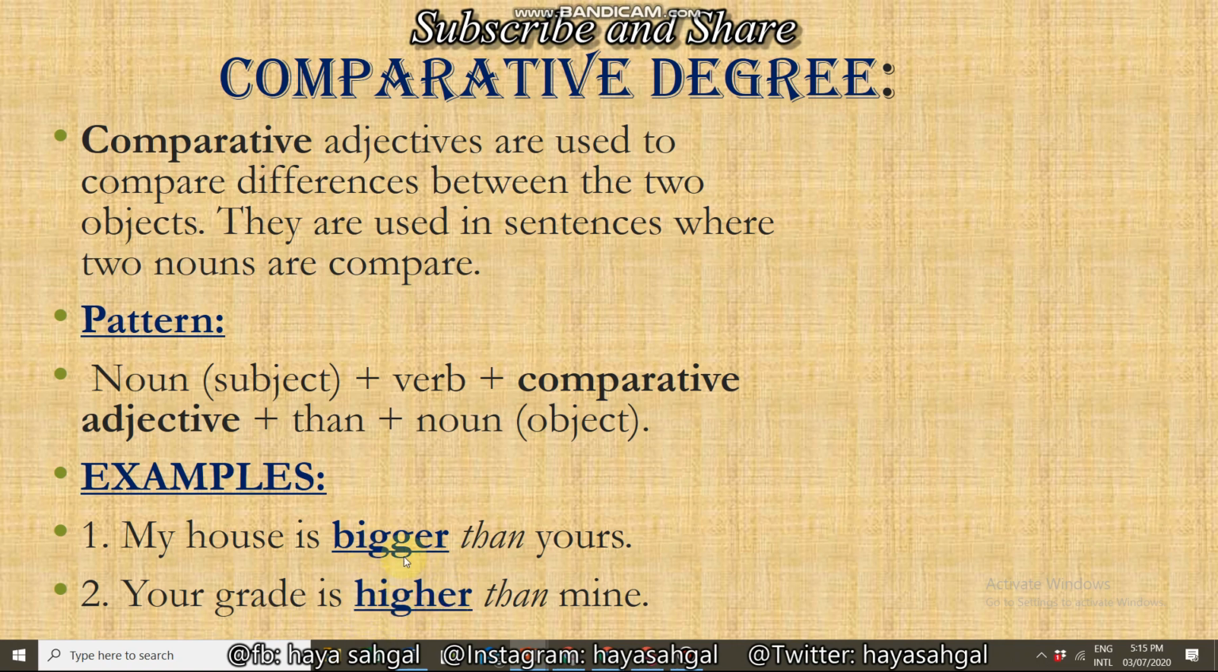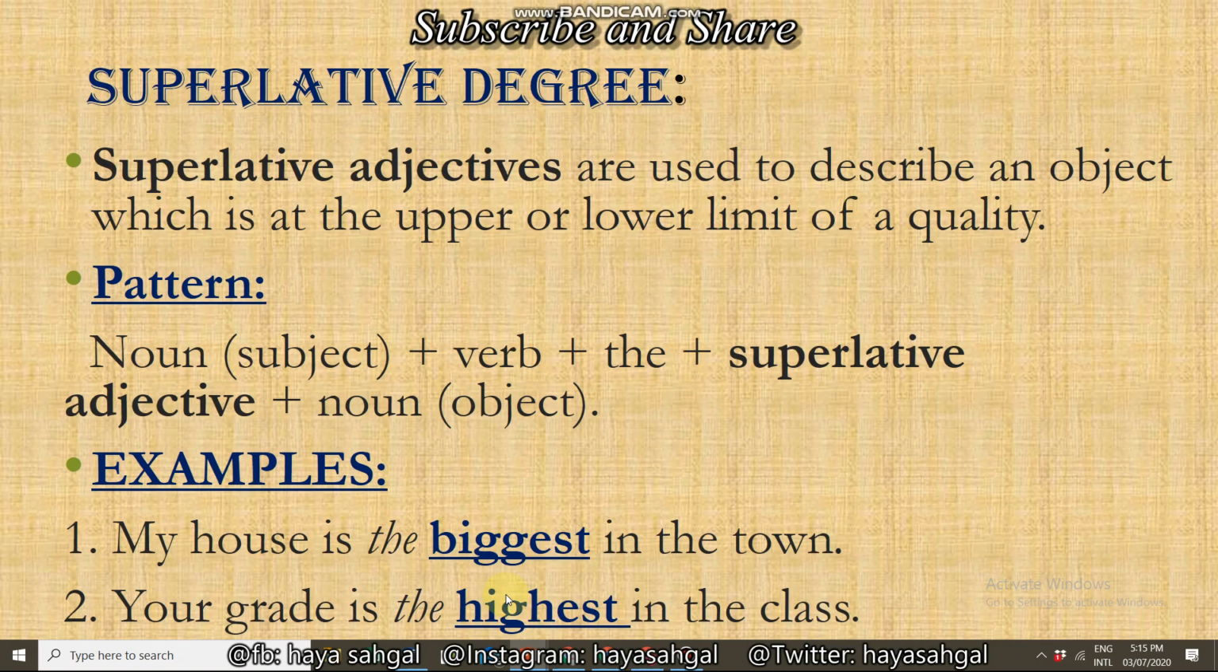Remember that the comparative degree is always followed by than. After using the comparative degree, we write than. Now the superlative degree. In the superlative degree, we compare the noun or pronoun with more than two nouns or with all nouns. To write it, the pattern is noun, then verb, then the, then the superlative degree, that is the third form of the adjective, and then the noun, that is the object.